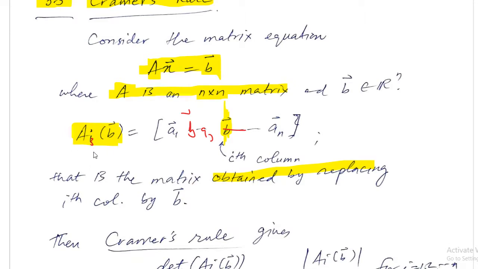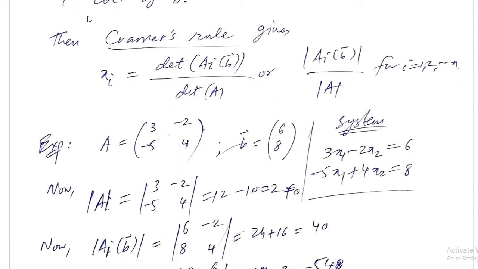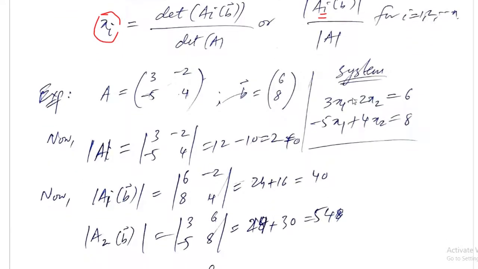Okay, so this is the notation which we are using here. Then Cramer's rule says that if you divide the determinant of A_i^b with the determinant of A, you will get the value of x_i. You see, this i and this i are the same. It means x1 will come from A_1^b divided by A, x2 will come from A_2^b divided by A, and so on.